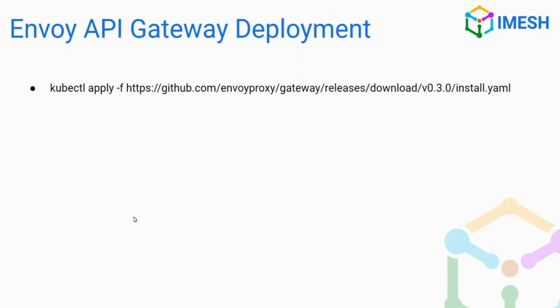Okay, so now we'll head towards installing Envoy API Gateway. For that, we can go directly to the cluster and apply this command. At the time of this video, 0.3.0 has been released. It is still in alpha. Active development is going on, but it has the basic features which can be used as an API gateway. So we will be going through that. Okay, so without wasting much time, let's go and install it.